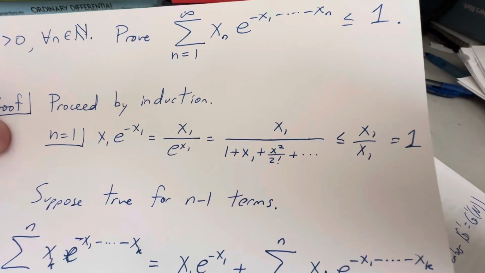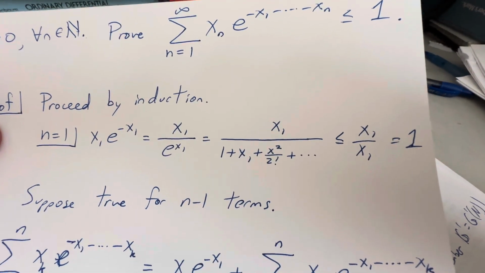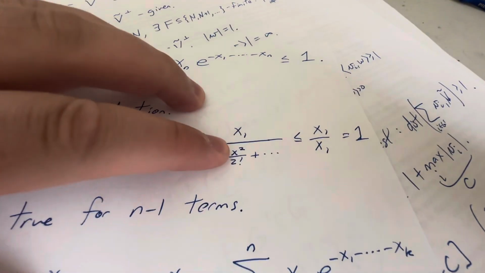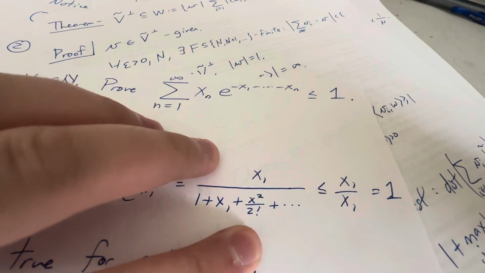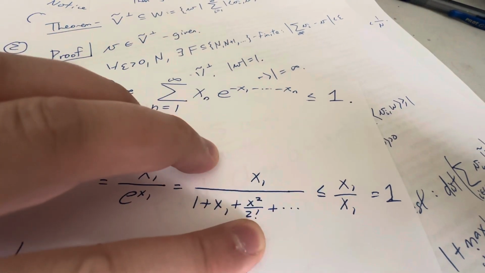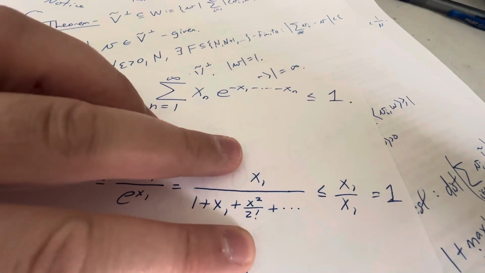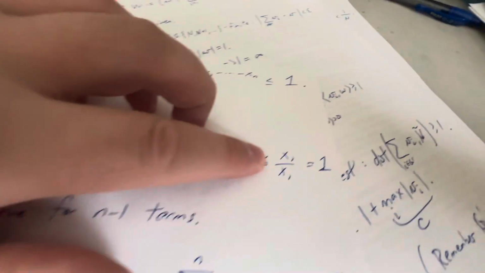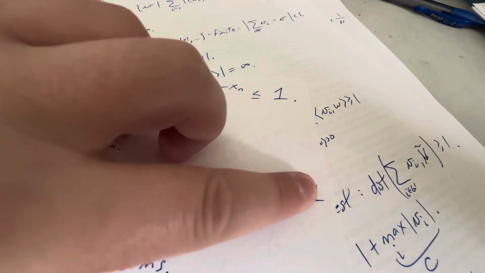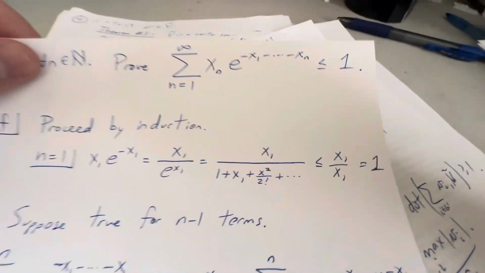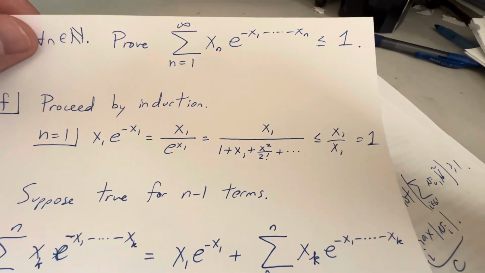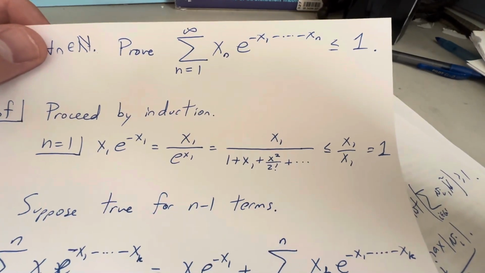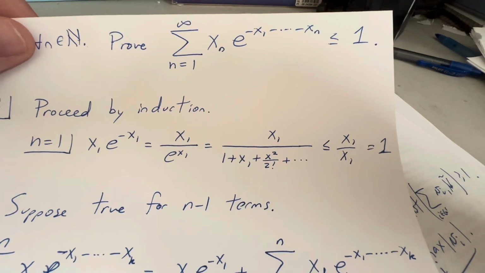We can push the e to negative x1 to the bottom. If we write this out as a Taylor series expansion, which I should have written x1 squared here, but I did not. But the idea is that everything down here is non-negative. So to make the fraction bigger, you make the denominator smaller. And I'm going to keep x1, so they end up with this guy, and that is equal to 1. So we know for sure that this claim holds for the base case. So if n is equal to 1, we'll have something bounded above by 1.